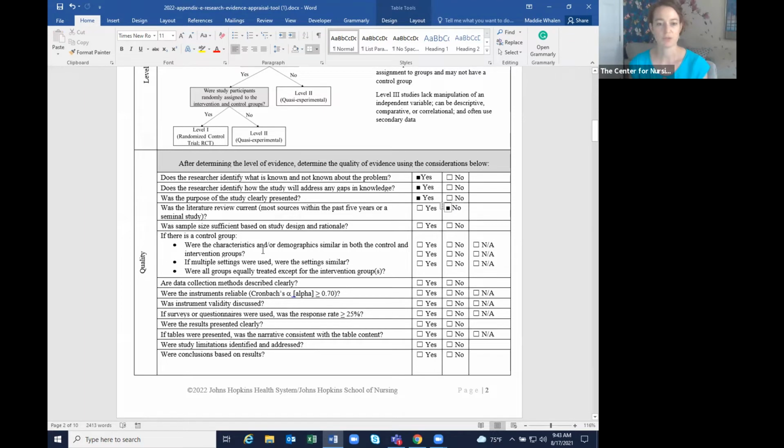All right, next question. Was sample size sufficient based on study design and rationale? So this one I actually had a bit of trouble answering because they didn't really talk about the rationale or the sufficient size of their sample size. So they got as many nurses and as many patients as possible to participate, but they didn't actually do any tests to see if it was a sufficient sample size.